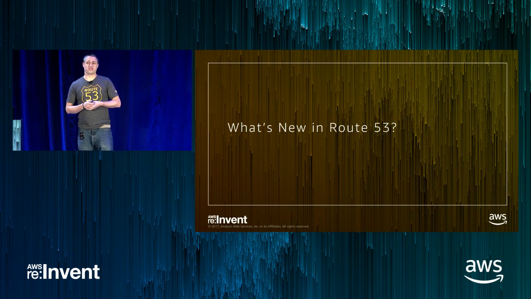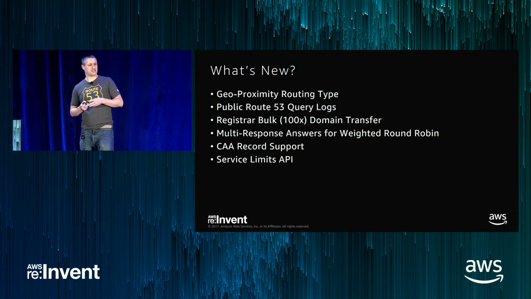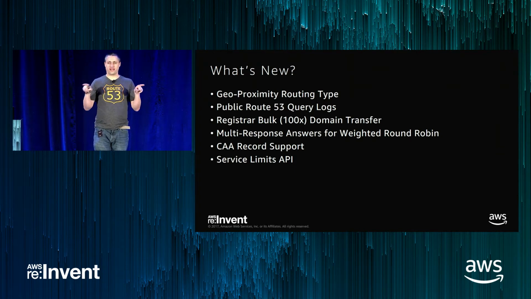So what are the new features in Route 53 in 2017? One that I'll talk about in a bit more depth later is Geoproximity. This is a routing type to choose between different endpoints.